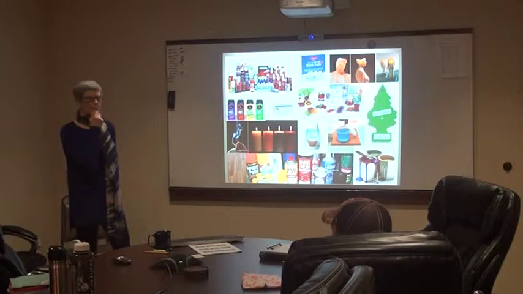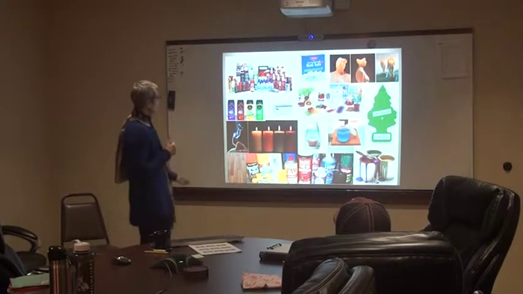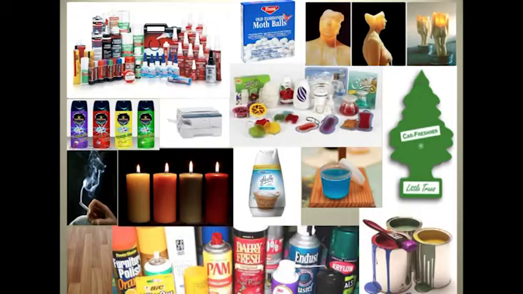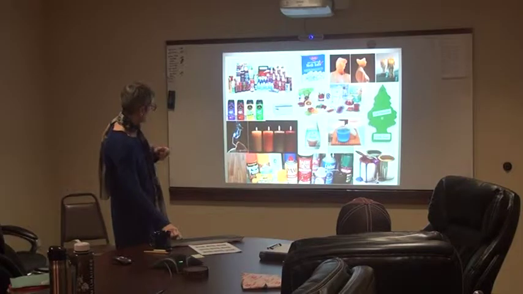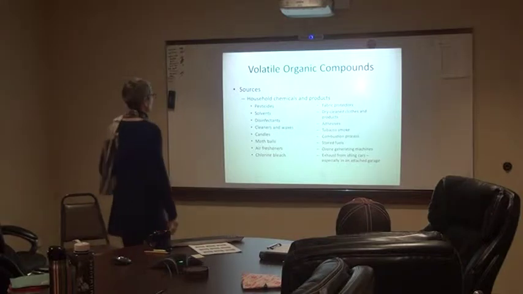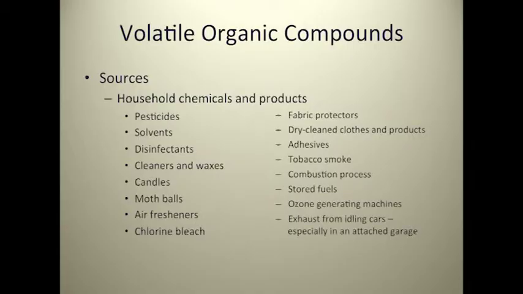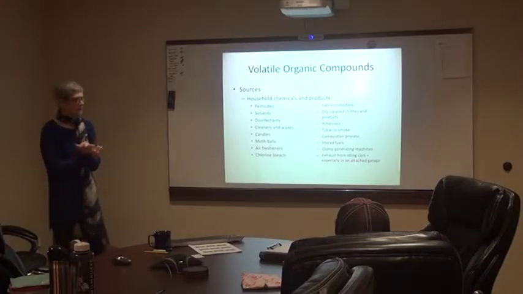Okay, so as you can see, if you go online and look for images of volatile organic compounds, which is where I got most of these, you'll find that it's just everywhere. Again, a lot of these things are ubiquitous, no question about it. So this is just a little bit of where we can find these things, but pesticides are a big one. Any kind of solvents.